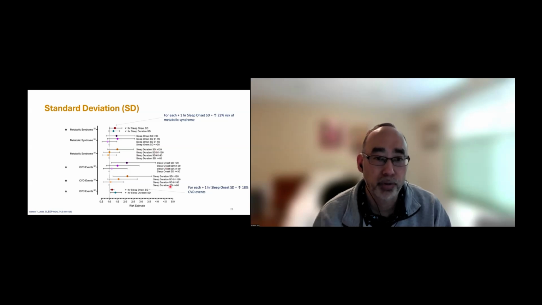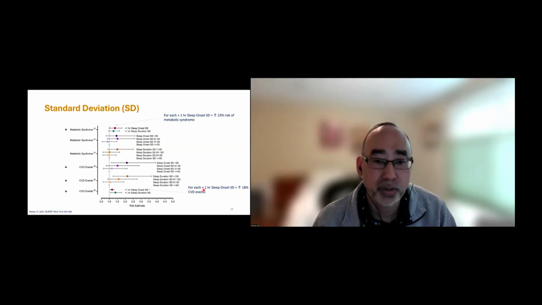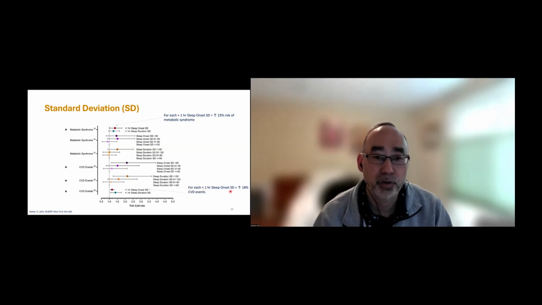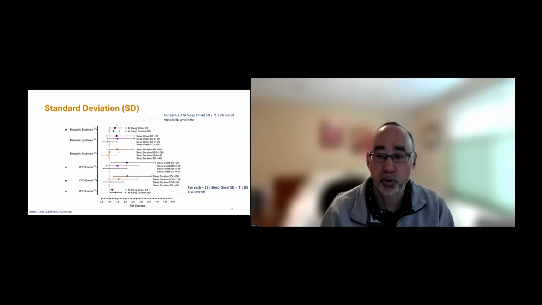And so they did this for both. Simultaneously, they also evaluated the proportional risk estimates for each additional hour of standard deviation for both metrics. And what they found was that each 1 hour of sleep onset standard deviation would increase your risk of metabolic syndrome by 23%. For cardiovascular disease events, for each additional hour of sleep onset standard deviation, you increase your risk of cardiovascular disease events by 18%. So not insignificant. This is pretty important stuff.